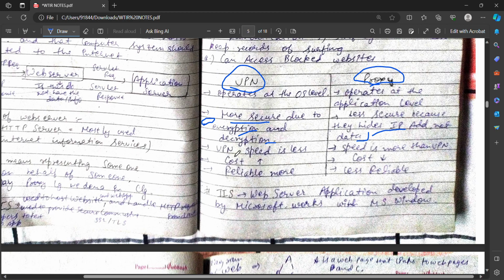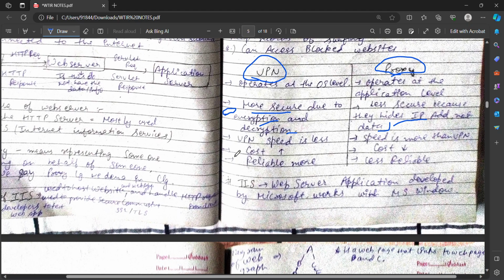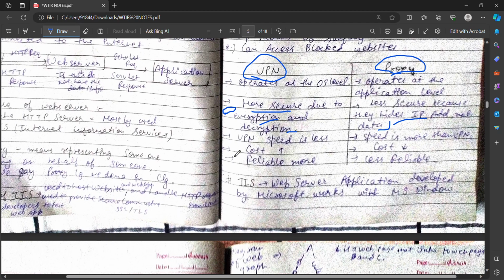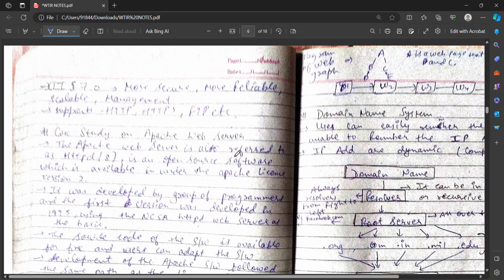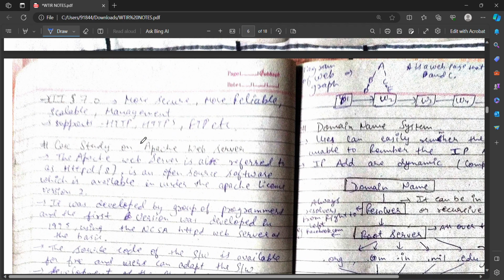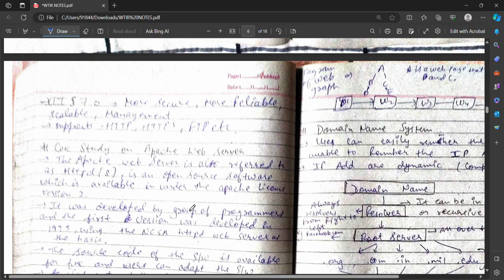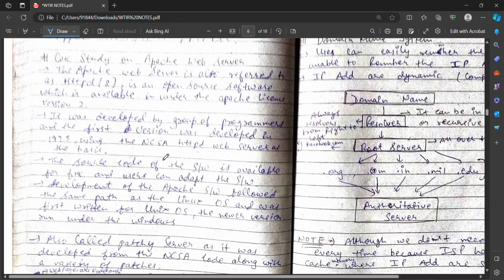Okay, so these are some key points that you can write in your exam if this question comes, and if this question doesn't come, then this can be general knowledge for you. If you are a CS student, what is the difference between VPN and proxy server? Another thing we are going to discuss, see it is not clear here, so I will cover this in my next video where I will get a clearer image of this and explain it to you.